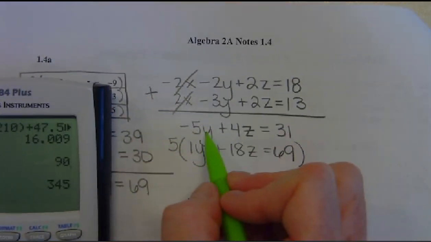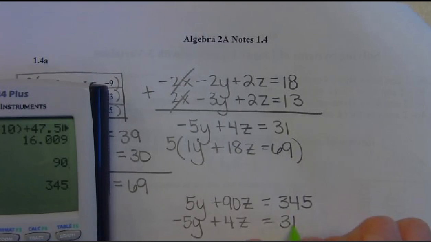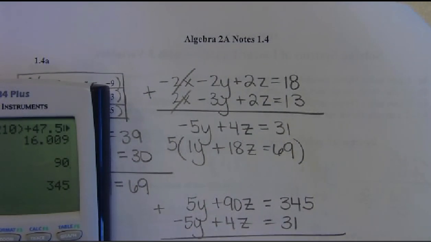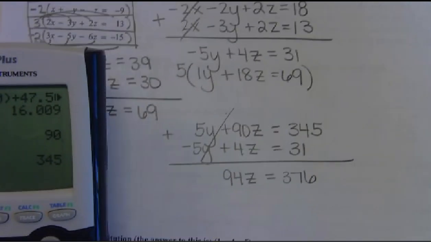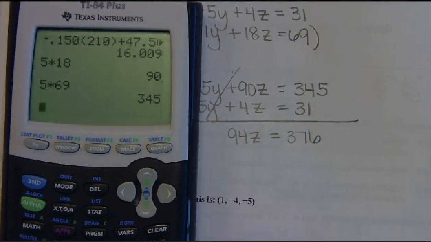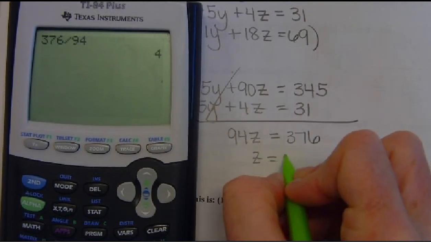I'm then going to just rewrite this one underneath it, and I'm going to add down. And when I add down, it looks like I get 94z equals 376. So I take 376 and divide by 94, and I have z equal to 4.